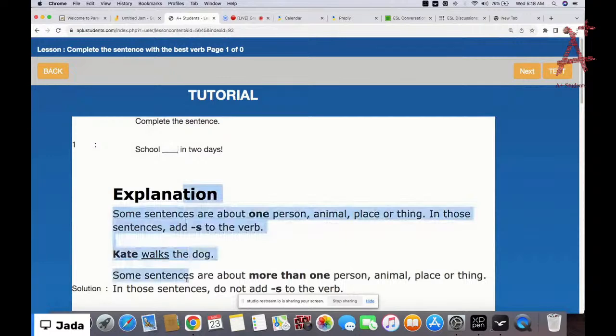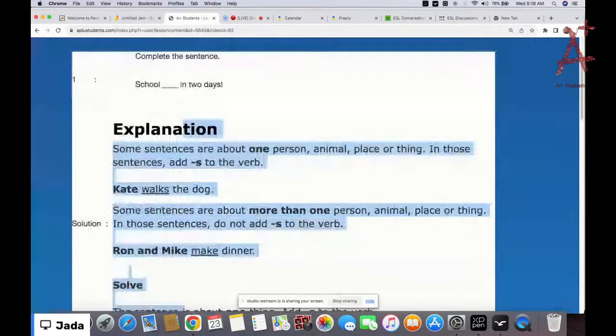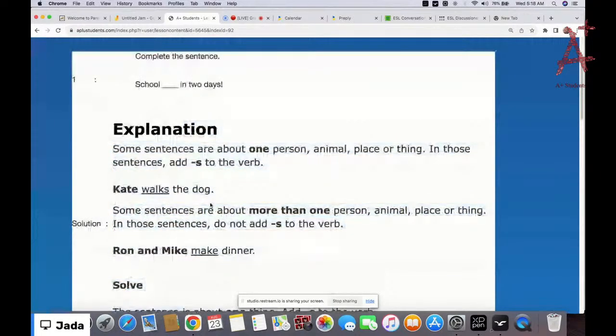And then, some sentences are more than one. So once you see that the sentence is more than one, for example, it comes with schools, you see the s added to the schools, then you know that the verb will not have an s. The verb should not have an s, it will just be only the verb without an s. So that's how it's done, everybody. That's everything that you need to know about this.